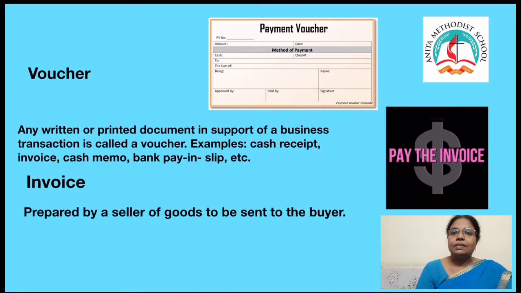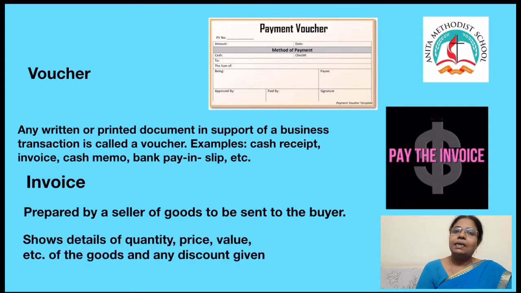Next one is invoice. Invoice is prepared by the seller of the goods and it will be given to the buyer. So who prepares the invoice? The seller prepares the invoice and it will be given to the buyer. It shows details of quantity, price, value, etc. for the goods, and if any discount is made, that also will be mentioned in the invoice.